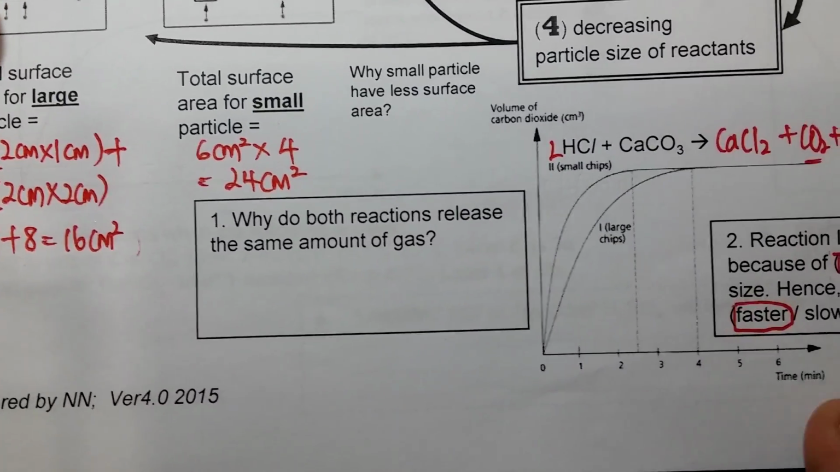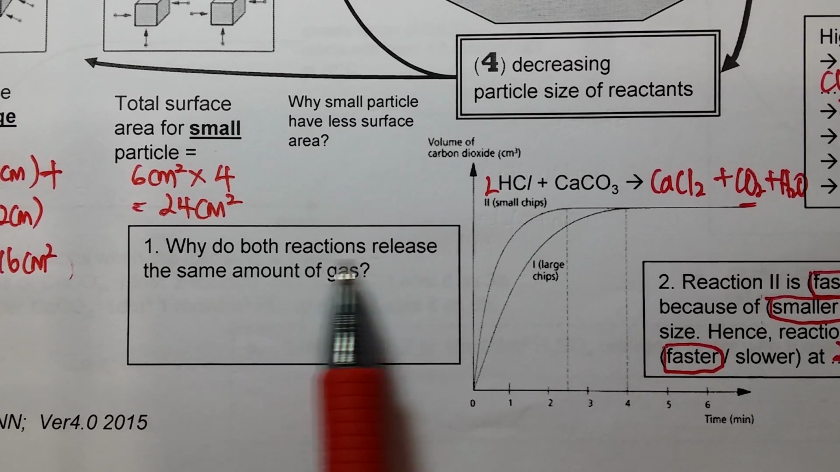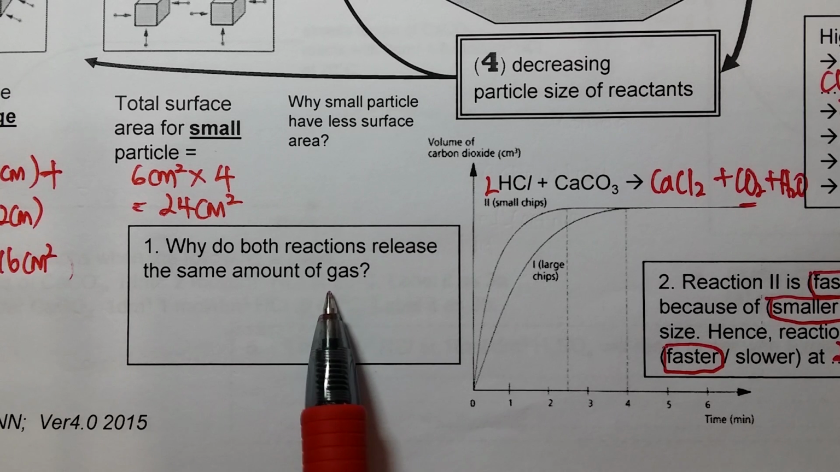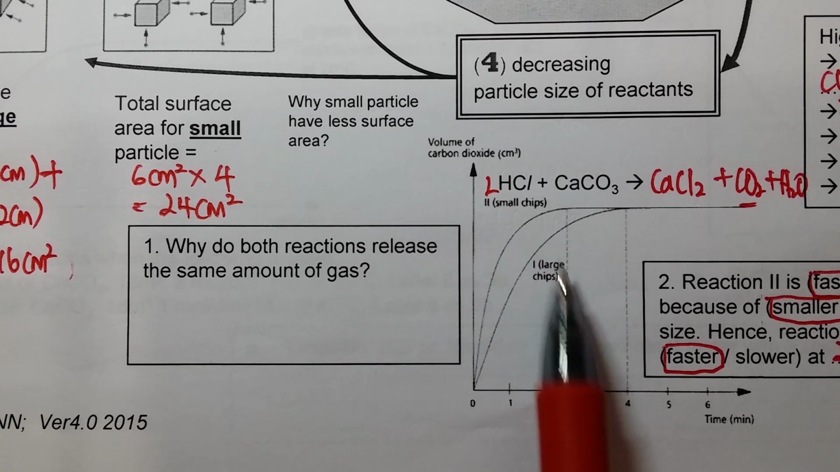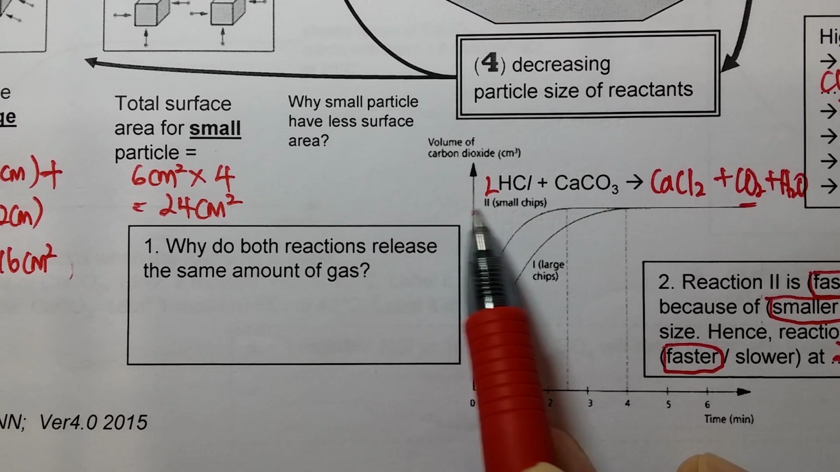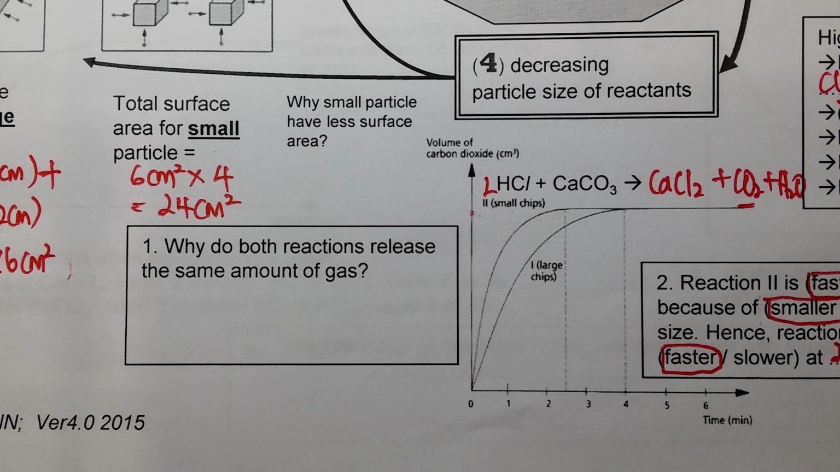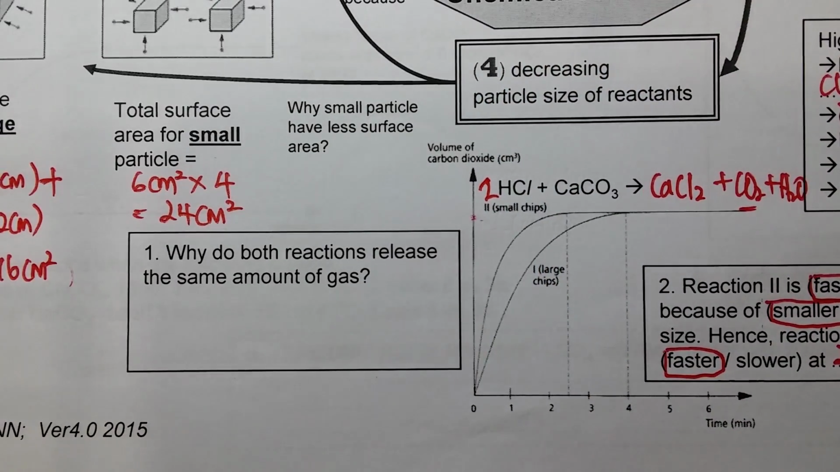Now why do both reactions release the same amount of gas? From the graph here, the question I ask you is, why do both reactions release the same amount of gas? The question tells you both of these reactions release the same amount of gas, because the amount of gas here is the same here. Why? So remember, the amount of product produced in the reaction is determined by the amount of limiting reactant.